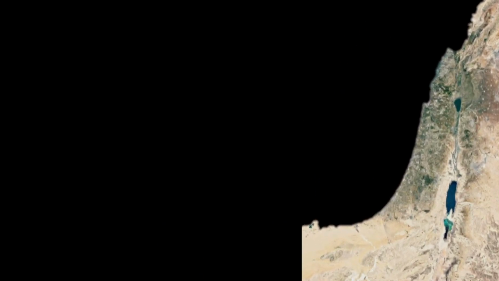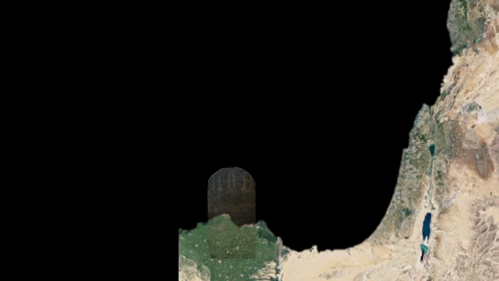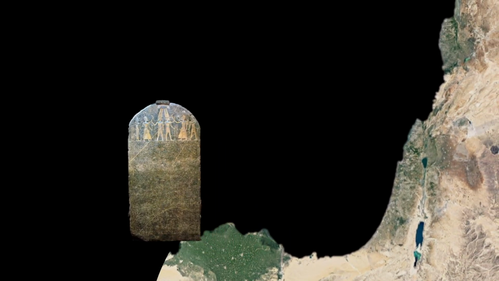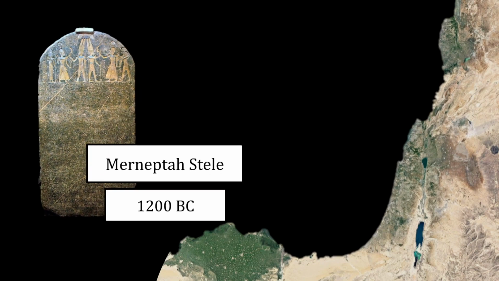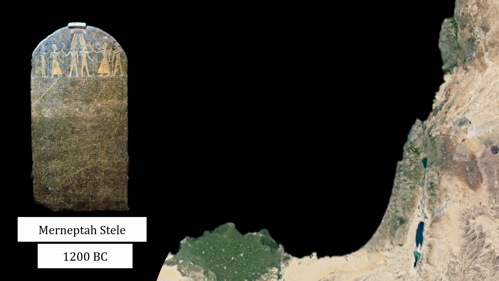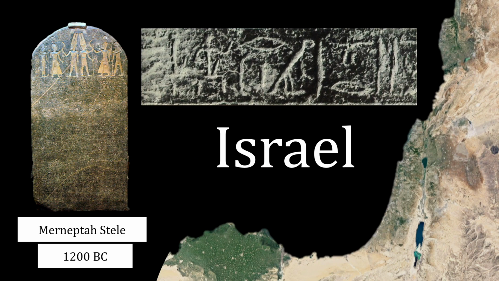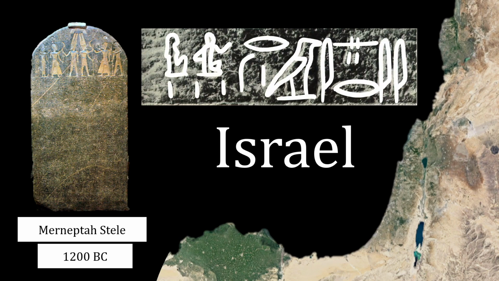Now, the very first reference outside of the Bible to Israel is found in Egypt on this monument before us here, which is called the Merneptah Stele, which was made in about 1200 BC. And it is upon this very important monument that we, for the first time, see the word Israel outside the Bible. And as you can see, it is written in Egyptian hieroglyphics.